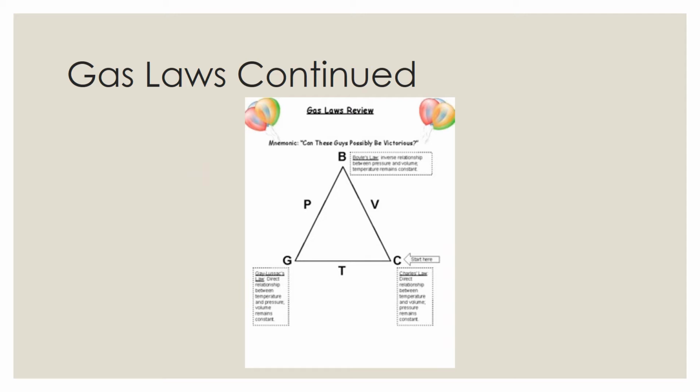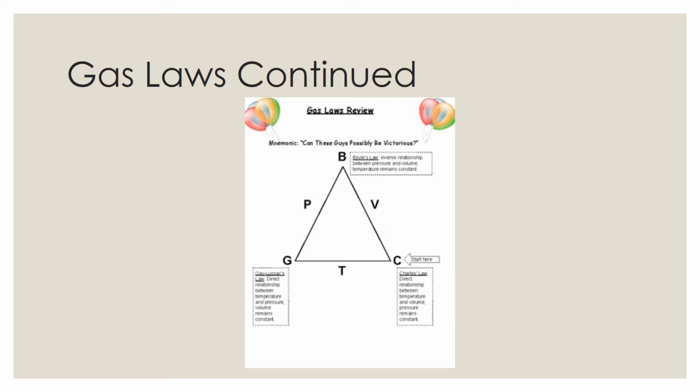Another way to remember a few more of these gas laws is with a mnemonic. You draw a triangle, and the mnemonic is, can these guys possibly be victorious? And it's sort of a silly mnemonic, but it does work. You write the letters around in a circle on this triangle.